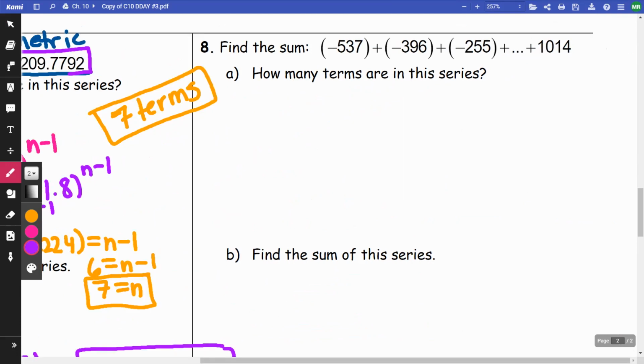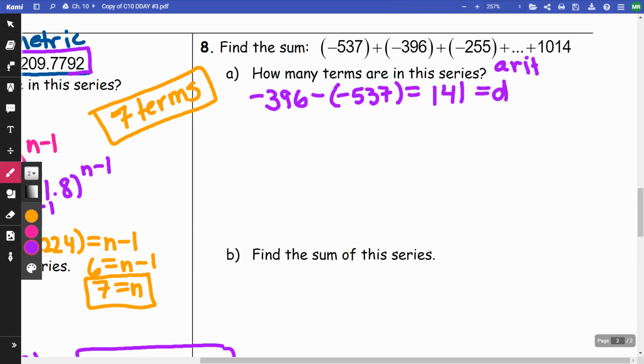So I need to figure out what, if I take my second term, which is a negative 396, and I subtract my first term, I am going to see that I am adding 141. That is going to be my D. And again, this is going to be arithmetic.